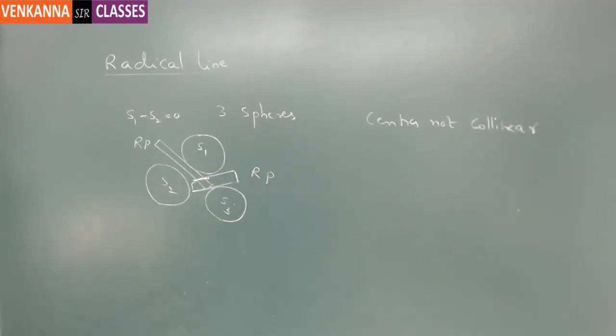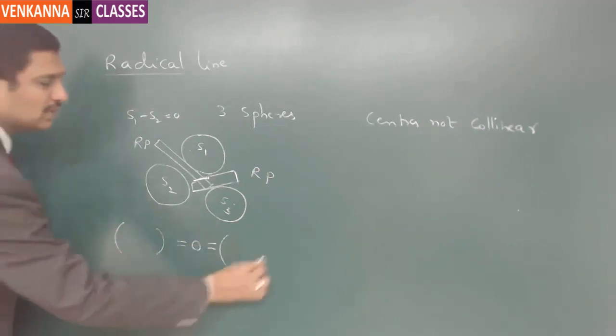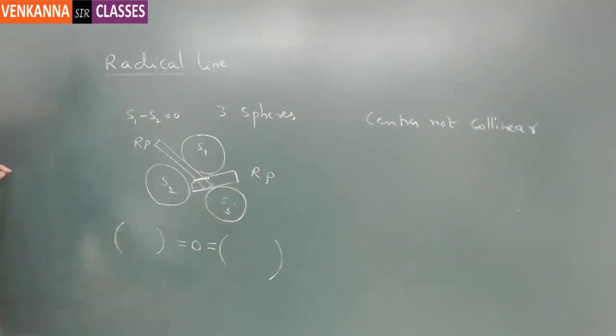So in order to determine the radical line, we require three sphere equations. And how do we represent the line? Very simple. Subtracting these two, you will get a plane equation, equal to 0, and subtracting these two, you will get another plane equation. That's all. Okay. So please take a note of that.